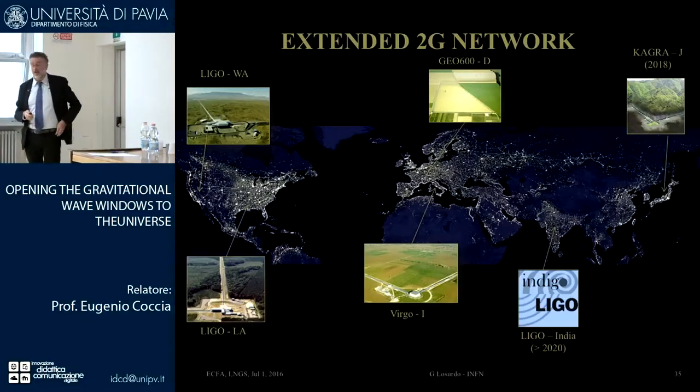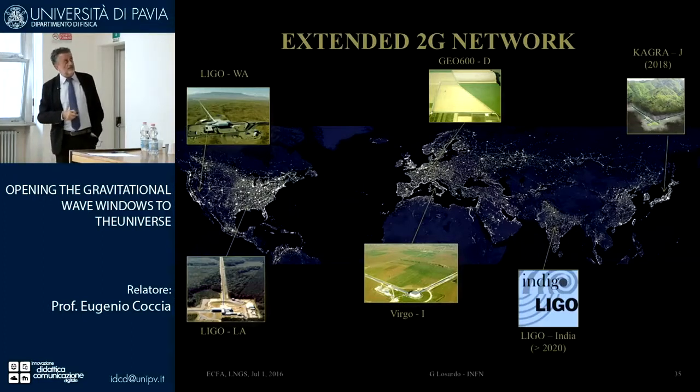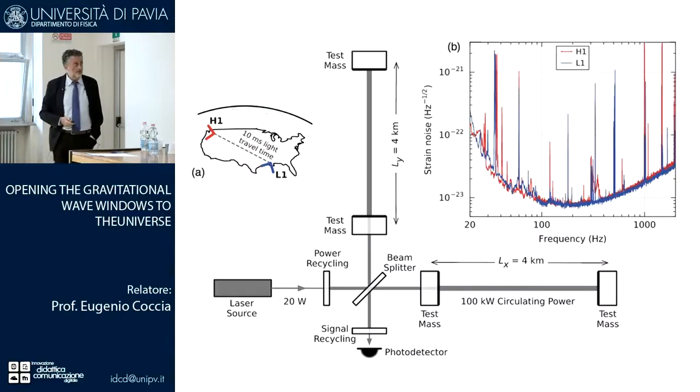There are several interferometers like that in the world. Three of them are working: the two LIGO detectors and Virgo. They take data together. First LIGO, which was funded two years before Virgo, and then also Virgo. Then there is a smaller one in Germany, and there is a new project in Japan, which will take data in a couple of years.